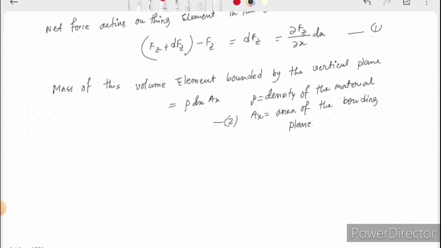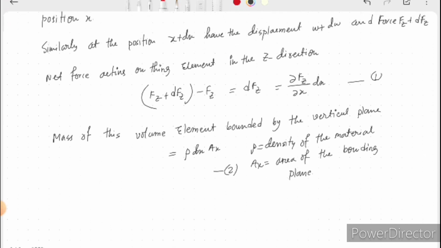Now next go to another case. As we know, the vertical shear. Okay, why does vertical shear actually arise? Vertical shear Fz arises due to the shear stress, right?